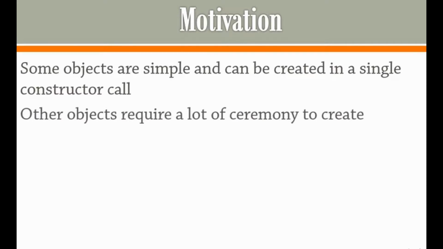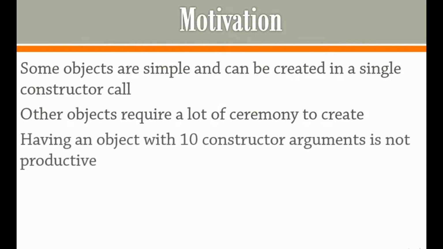On the other hand, other objects require a lot of ceremony to create. So for example, when you are constructing a string from a dozen different pieces, what you typically want to do is not call a constructor and not do a concatenation where you have 11 plus signs. Instead, you make a string builder, which actually lets you construct an object piece by piece.